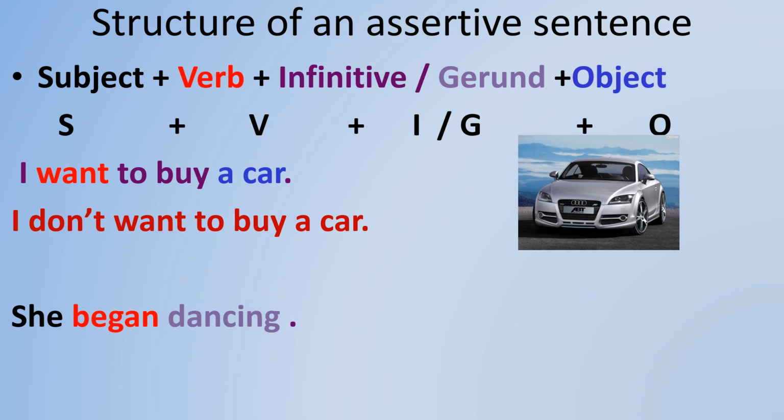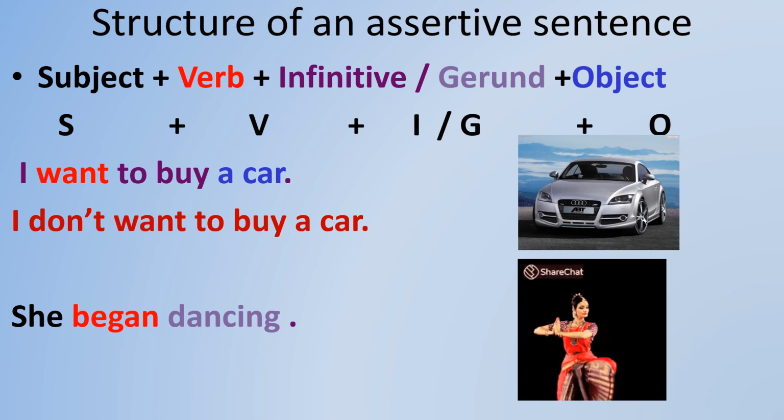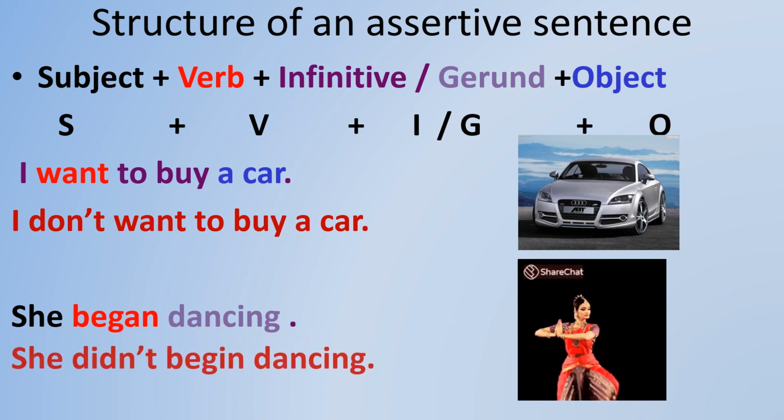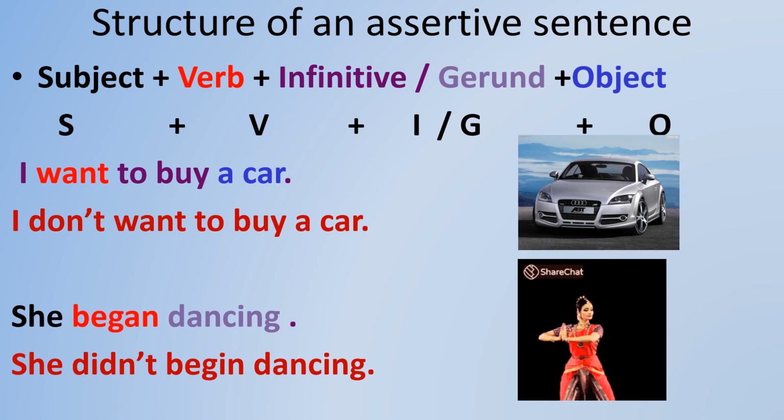Next sentence. She began dancing. She is the subject, began is the verb and dancing is the gerund. We don't have any object in this sentence. And its negative will be she did not or she didn't begin dancing.